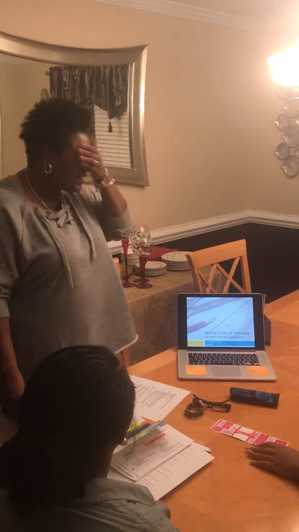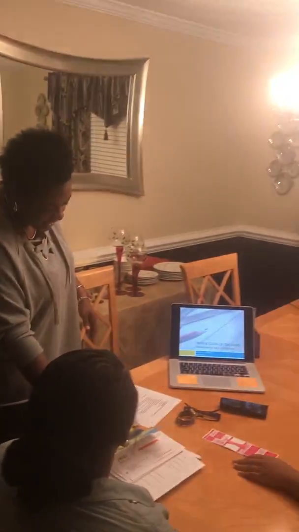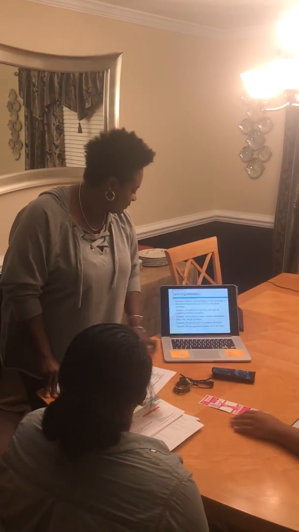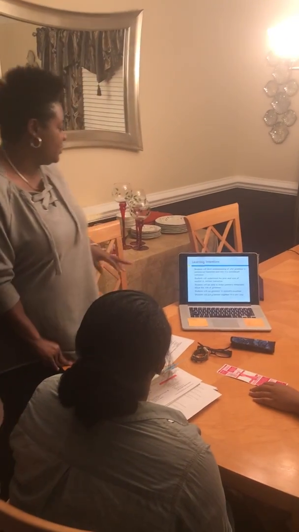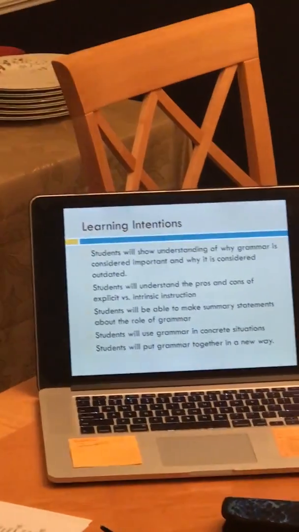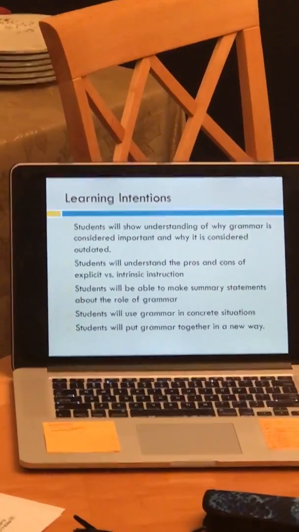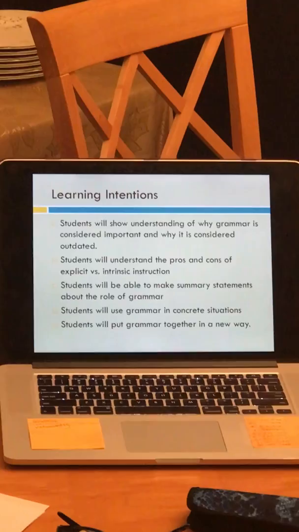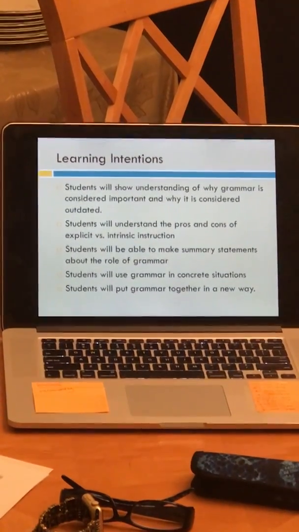MicroTeaching. All right, today we're talking about pros and cons of teaching grammar in the classroom. And we're going to move forward. Our learning intentions for today are that I hope you have an understanding of why grammar is considered important and why it's considered outdated.